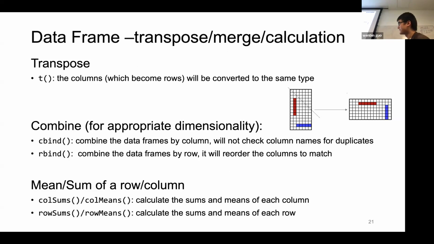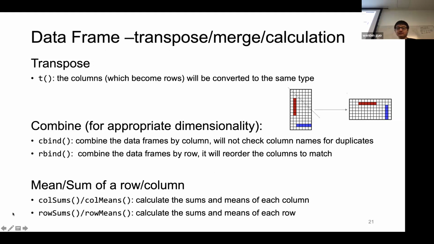And you can also combine data frames. If you have multiple data frames, you can use cbind to combine the data by column, or rbind to combine the data by row. So these are two basic operations. In the data wrangling part, we are going to talk about more advanced usage of how to combine data frames. And sometimes we are curious about how to calculate the mean for an entire row or entire column.